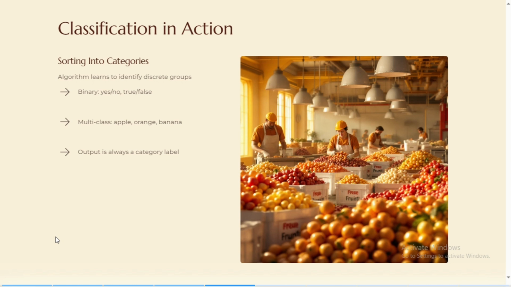Classification outputs are binary, that is yes or no, or it can also be multi-class like apple, orange, banana. The output is always a label and never a number. Always remember.